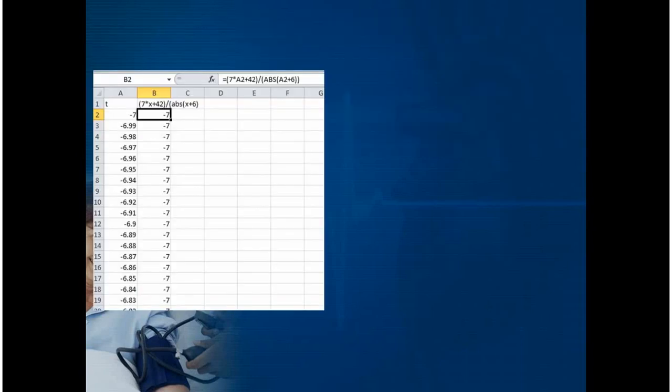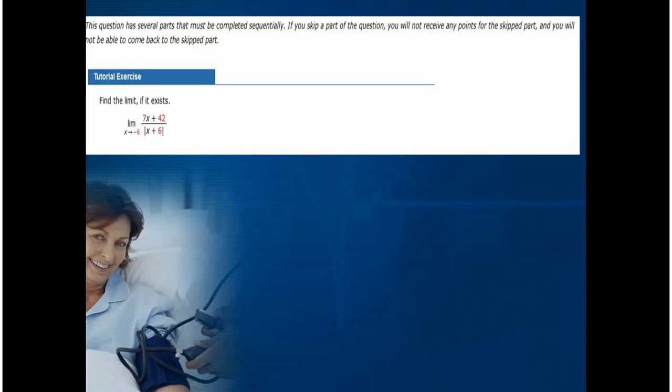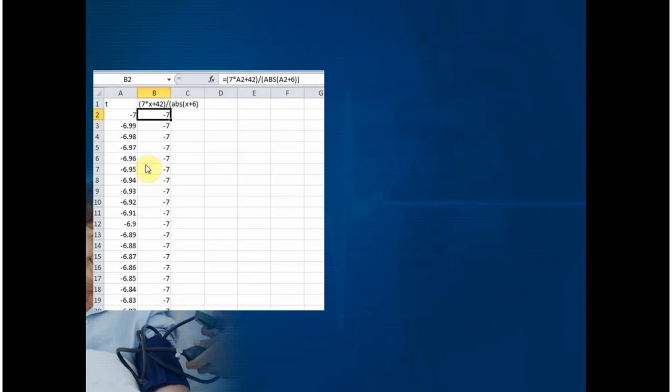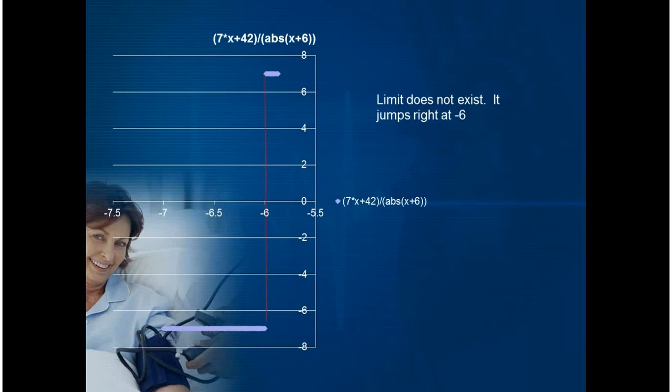Before I start, I did my trick I showed you before. I just ran it on Excel, and I'm looking at x goes to -6. So I wanted to show you what I see. I'm going to start from -7 and then scroll down to -6. I just put the formula in just like I did for number 7. And what I see is that the limit doesn't exist because you see this jump right here at -6? It jumps right at -6.